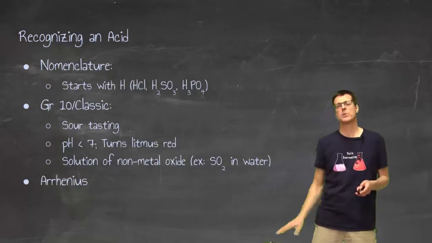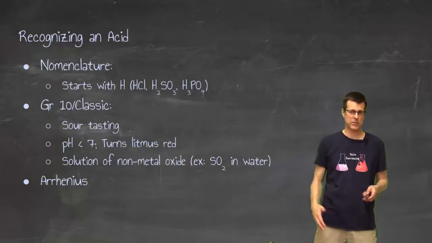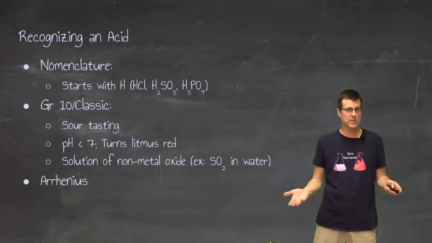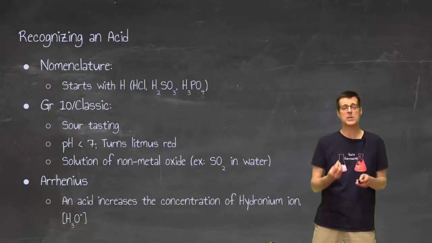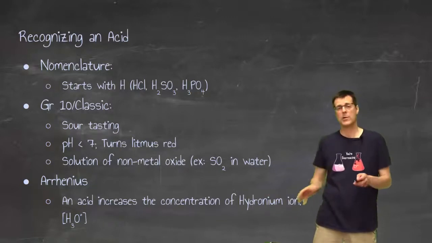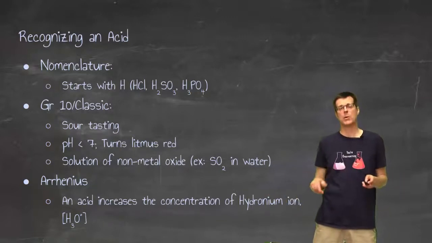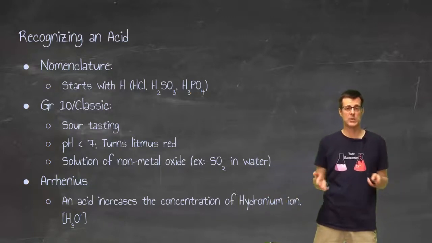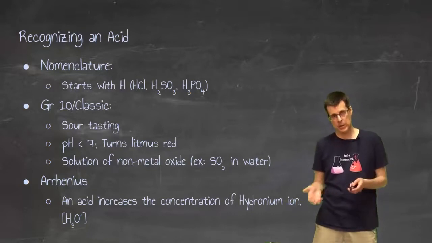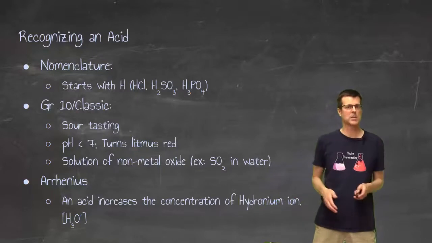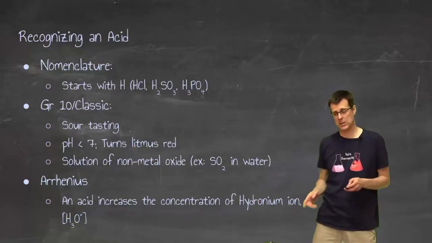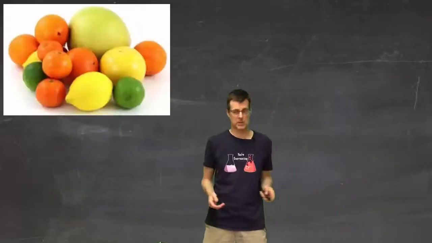What we're going to be focusing on is what's called the Arrhenius definition, proposed by Svante Arrhenius, who said that an acid is a compound that increases the concentration of hydronium ion in water. Now, hydronium ion is H3O+, it's what's in the square brackets, and the square brackets is a notation that we use to say concentration of. So concentration of hydronium ion is the square brackets H3O+. That definition is something you need to know.